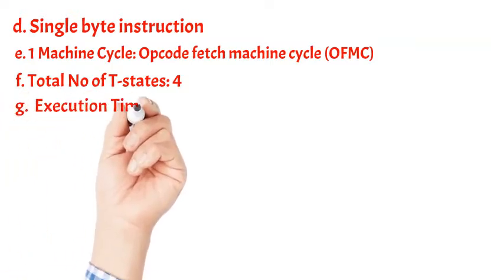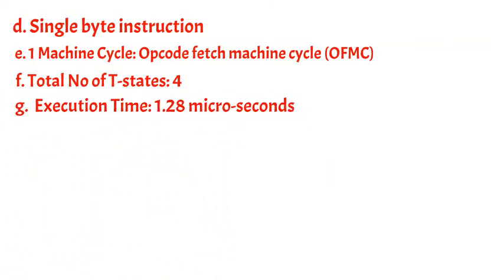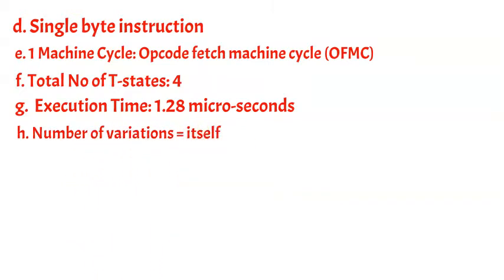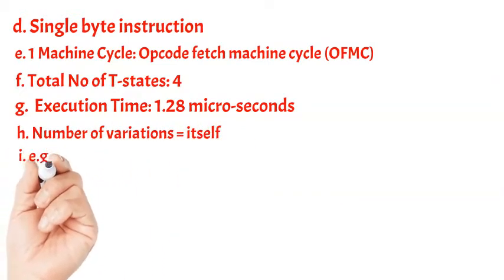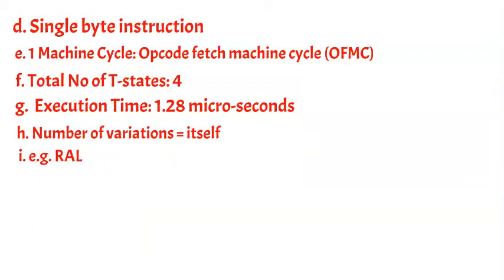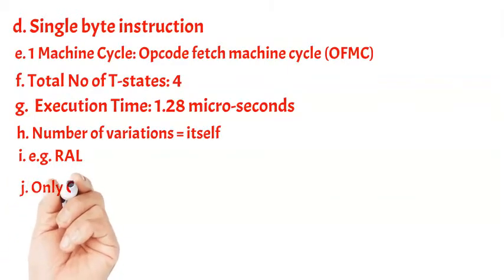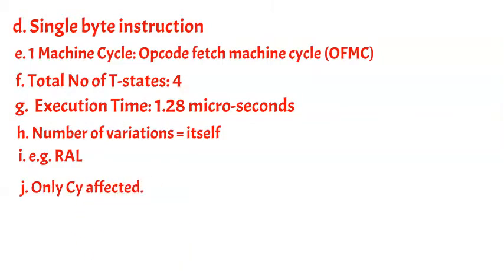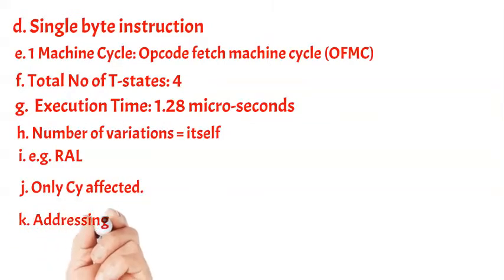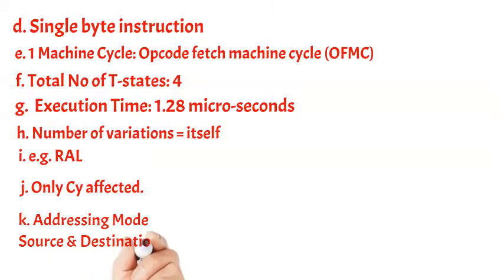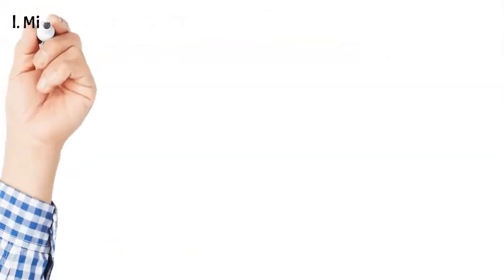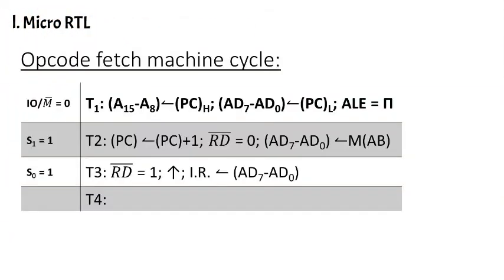RLC is not through carry. RAL is through carry. The wording of the instructions sometimes confuses, but RLC is rotate contents of accumulator to the left, but RAL is rotate contents of accumulator to the left through carry. The properties are the same, and it will have only one machine cycle, that is the opcode fetch machine cycle.